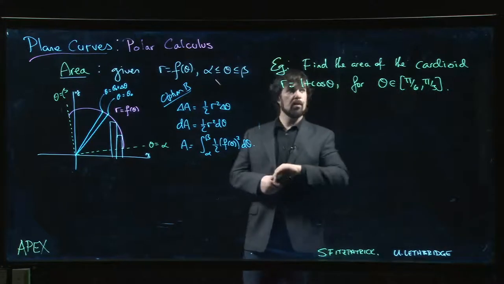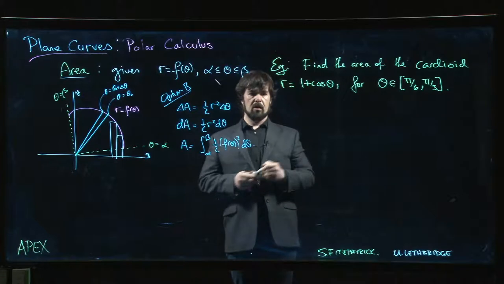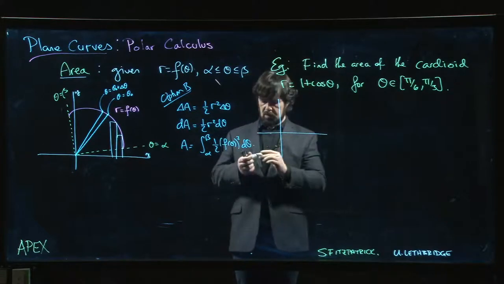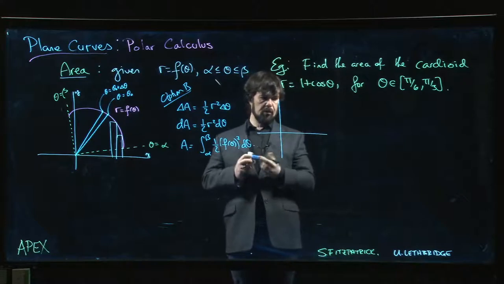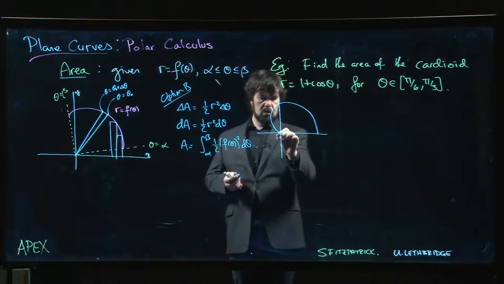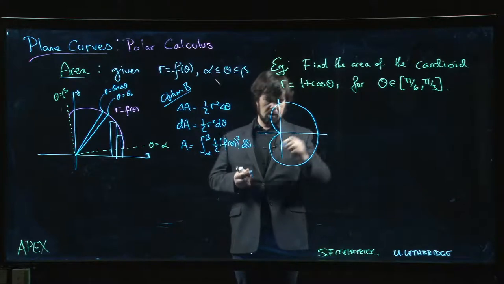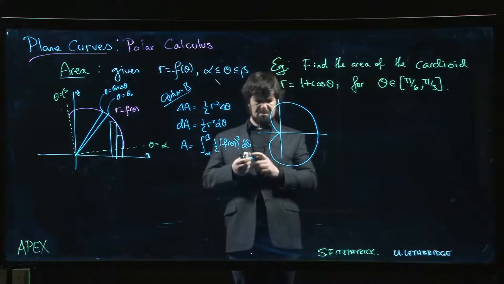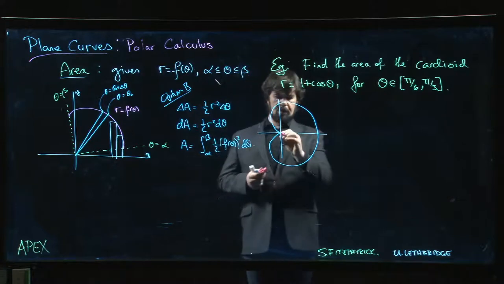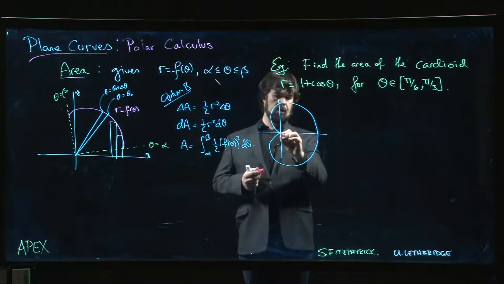Here's our next example. We want to find the area of a cardioid. So we've drawn this one before. Okay, the curve looks something like this. Starts out here, goes around, comes in, comes back out, to something like that. Far from a perfect illustration, but we don't need perfect. We just need good enough to know what's going on.